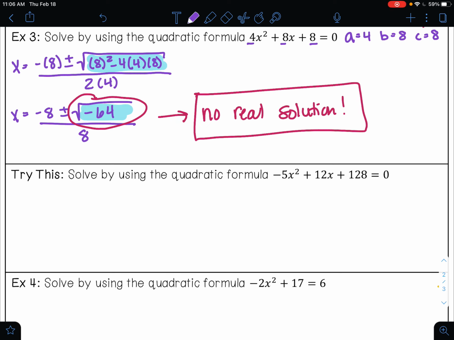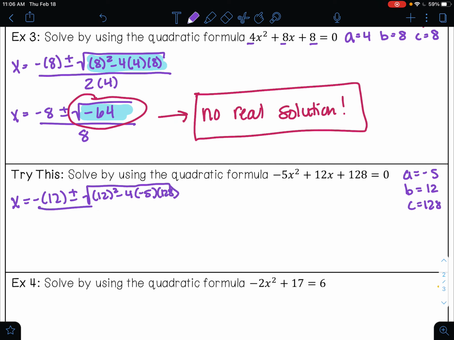On the try this problem, it is in standard form, so I can identify A, B, and C. Here, A is -5, B is 12, and C is 128. So I'm going to go ahead and plug in to the quadratic formula. And so I'm going to have x equals -b plus or minus the square root of b squared minus 4 times a times c all over 2 times a.